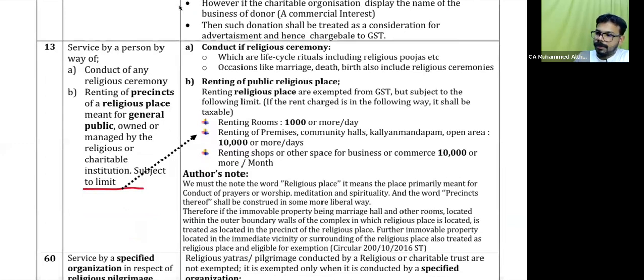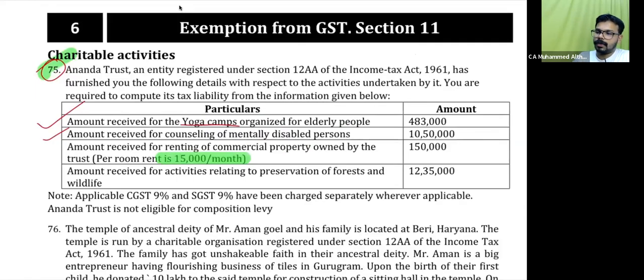If it is per day rooms, like lodge rooms and all, 1,000 or more per day will be taxable. In case of community hall, that will be taxable if it is 10,000 or more per day. If it is commercial shops, renting shops, etc., then that will be taxable if it is more than 10,000 per month. So here it is 15,000 per month. So it is taxable. Okay, next one.